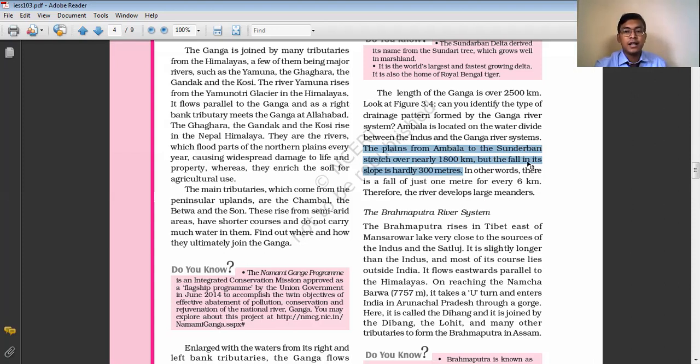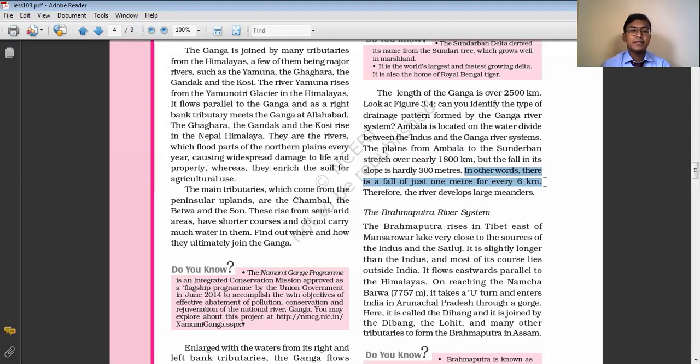From Ambala to Sundarban, the gradient is 300 meters. That means from Sundarban till Ambala, the height of the plain is 300 meters. In other words, there is just a fall of 1 meter for every 6 kilometers. That means after every 6 kilometers, there is a decrease of 1 meter in height in the northern plains.